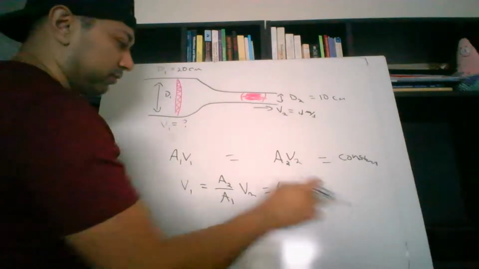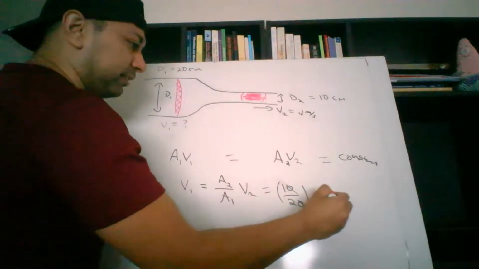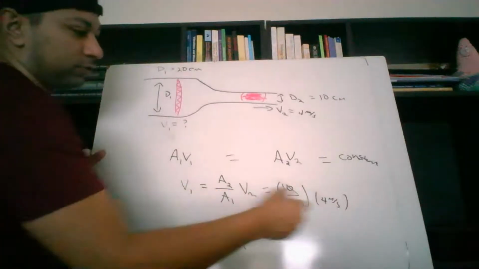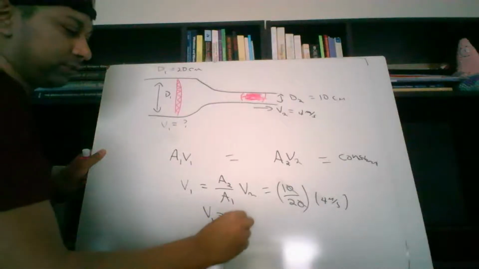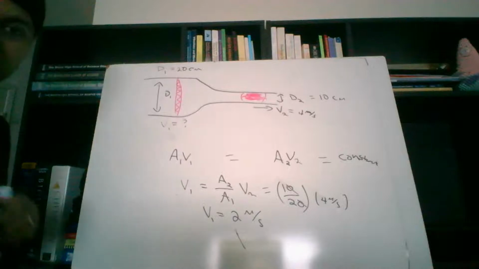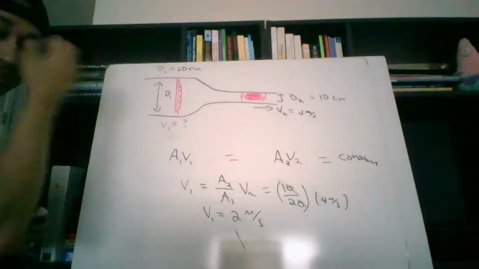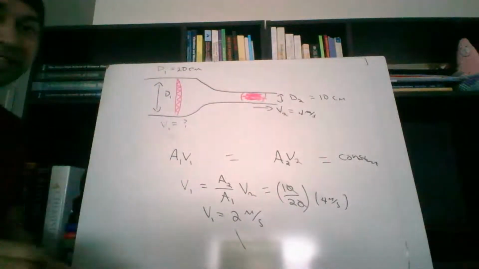What is it? Not A1, V2, which was 4 meters per second. And so velocity 1 is equal to 1/2 times 4 meters per second. So velocity 1 is going to equal 2 meters per second. Okay, that should be hopefully a pretty straightforward question. All we're doing is changing the cross-sectional area, and this is what we get.